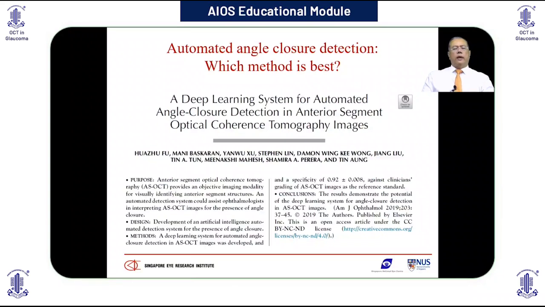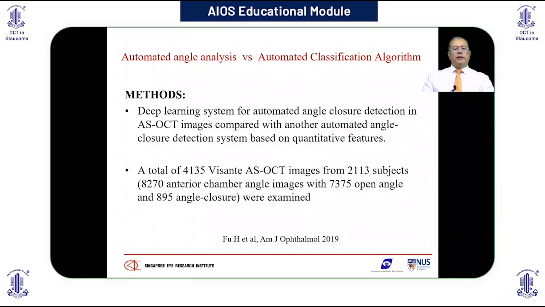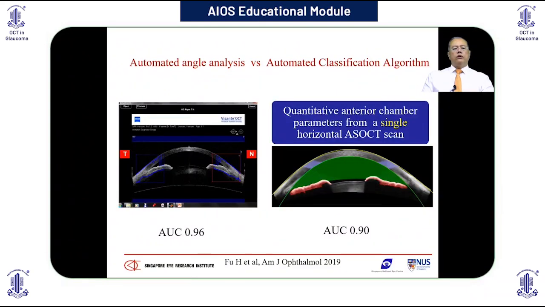Finally, we also looked at different deep learning methods to see whether there are better methods of detecting angle closure using deep learning compared to angle analysis. And we found, for example, in this study, that deep learning also produces a very good AUC performance of 0.90.